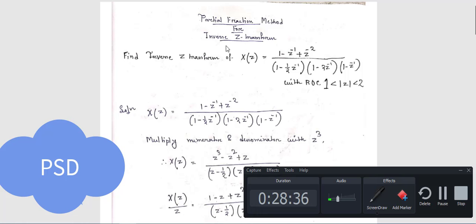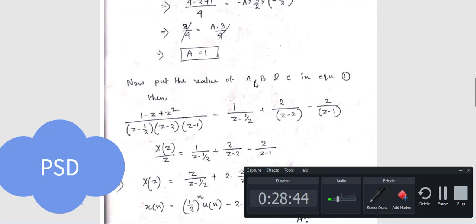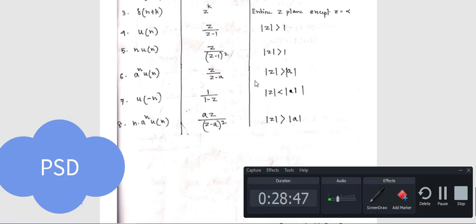So you practice this partial fraction method and residue method both for normal pole, that means single pole, and for multiple pole. Okay, because these two are very very important. Now students, you yourself try these two processes.